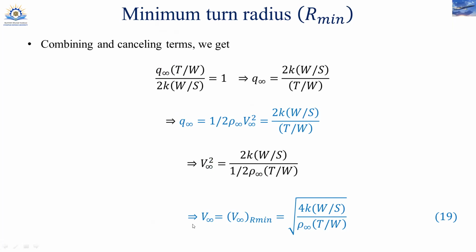So that is the velocity constraint now. We constrain our velocity; the minimum velocity for obtaining minimum radius is radical of 4K wing loading divided by rho times thrust to weight ratio. So this is the velocity required in order to find the minimum turn radius, maximum turn rate. Is it clear?